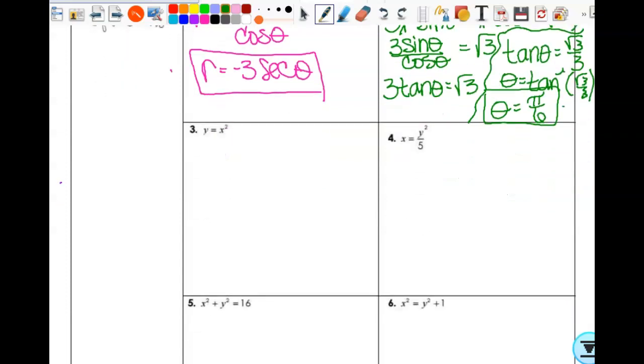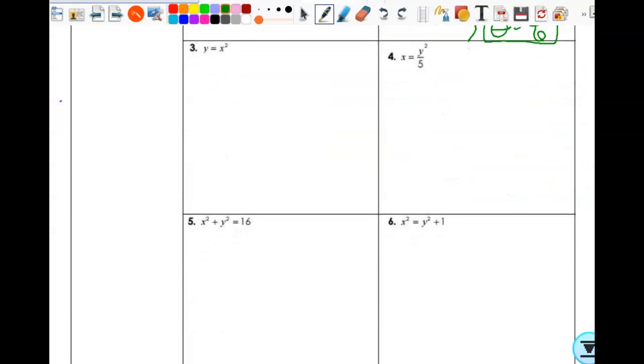So now we have y equals x squared. So for y, I can substitute in r sine theta. And for x, I can substitute in r cosine theta. And then it's squared, right? So when I square the right-hand side, because there's no addition or subtraction, then I can distribute that squared to both of them. So this gives me r sine theta equals r squared cosine squared theta.